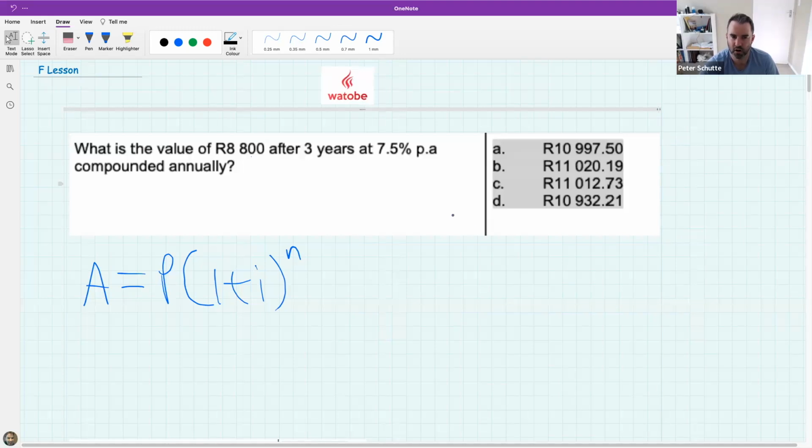What do we think the answer is? If we start with 8,800, we have 3 years, and we compound it annually, which means we add the interest once a year. What do you think we're going to get? I'll give you some time for that.